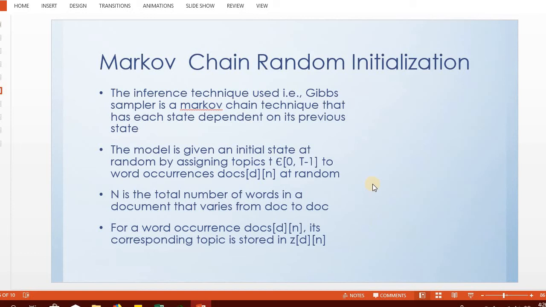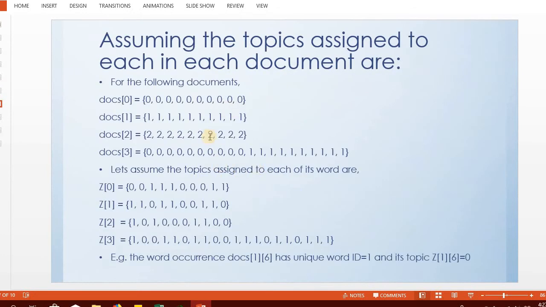This initial state is given at random because we believe that for a higher number of iterations the model is going to correct itself by improving from one state to another, and in the end, irrespective of what our initial state is, the model is going to give a good separation of words as topics when it reaches its final iterations. So this is a representation of our random initialization.